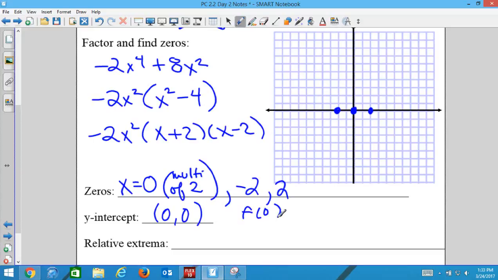Wait, so you plug in 0 for x on the original equation? Yeah. It doesn't matter, but I would do the original, that one's easier, yeah.